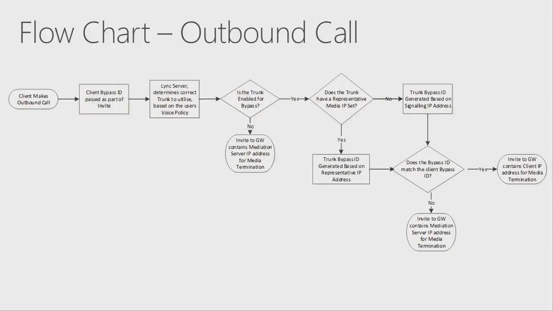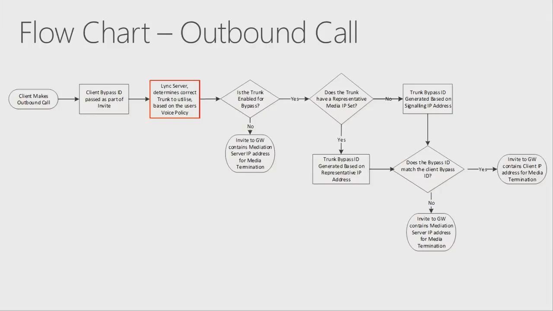So once we've got the bypass ID as part of the invite, the Lync server then determines the correct trunk to use for that outbound call. Trunks are new in 2013, and trunks link between the mediation server and the PSTN gateway. Each trunk can have a different configuration. So one trunk may route to a media termination point in a branch, and another one may route to a media termination point in the HQ. Both of them have different reasons for wanting to bypass media. If you've got a user in that branch, you want to bypass. If they're in the headquarters, you don't want to bypass. So we look at the best one to use.